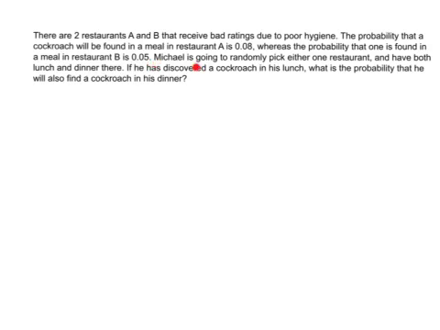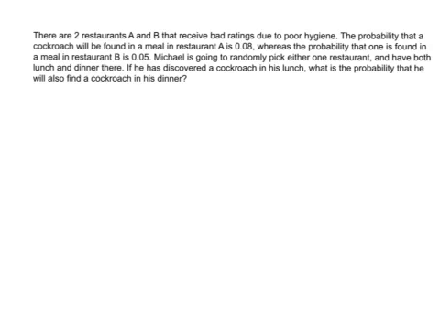Now Michael is going to randomly pick one restaurant, that's the first step, and then he's going to have both lunch and dinner there. So here's the question: if he has discovered a cockroach in his lunch, what is the probability that he will also find a cockroach in his dinner? Now, this is a typical conditional probability. But what exactly is this asking for?